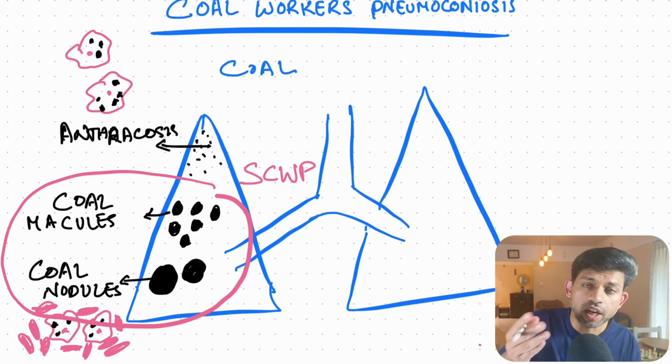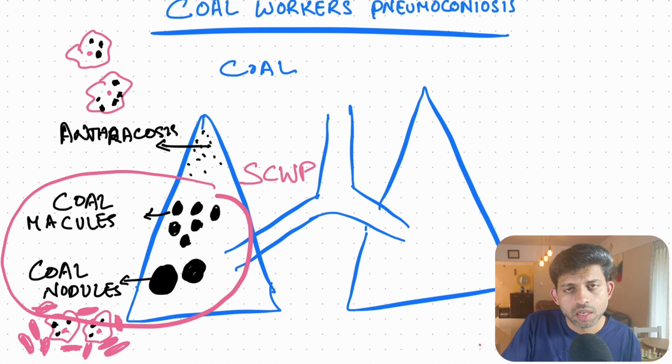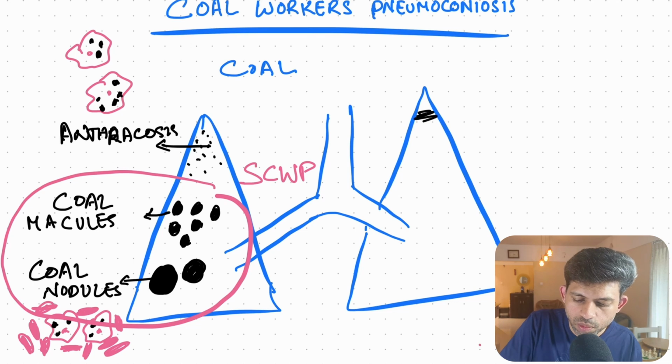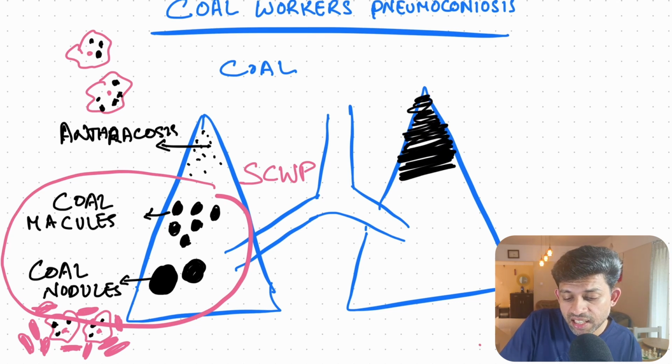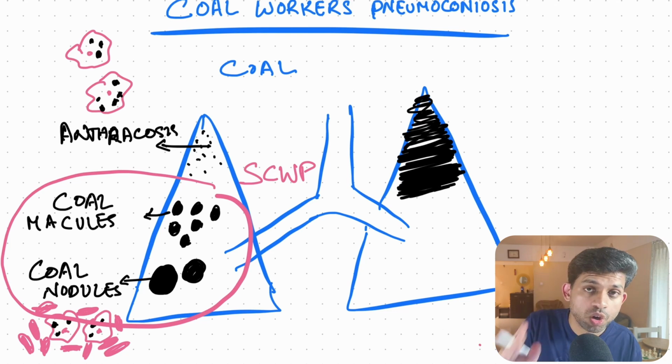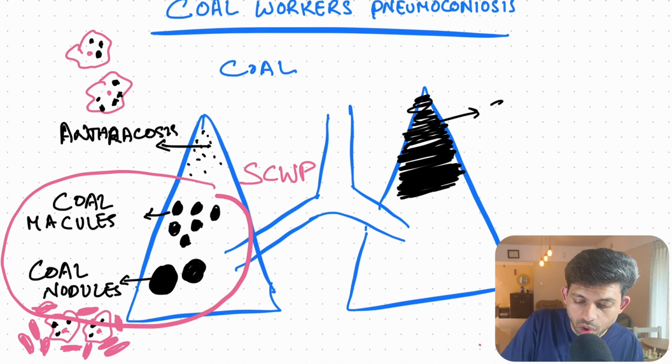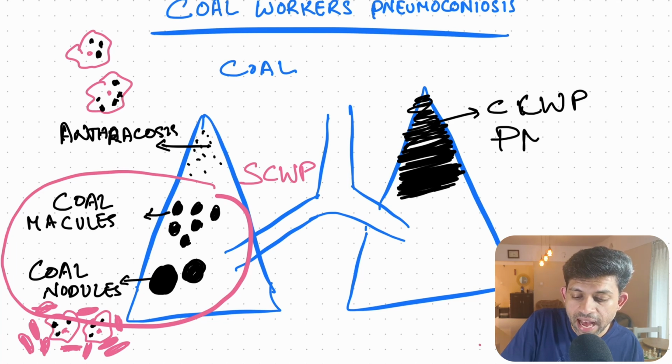If the exposure continues for years, simple coal workers pneumoconiosis can go into complicated coal workers pneumoconiosis. Here you see large black scars and the disease keeps on progressing. This is called complicated coal workers pneumoconiosis or progressive massive fibrosis.